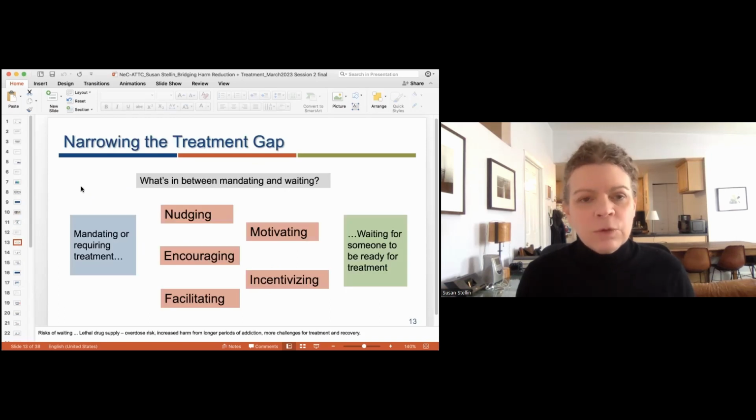So, thinking about that treatment gap, one thing that really struck me is that we tend to be in a polarized era where there's a lot of binaries. On the far side, you can talk about mandating or requiring treatment and a lot of reasons why people might be opposed to that, and on the other side, waiting for someone to be ready for treatment. So I was thinking about what's in between mandating and waiting, and words like nudging, motivating, encouraging, facilitating or incentivizing. I think that's the motivation for this workshop: what can be done in that middle to help people beyond just waiting for them to be ready or mandating.